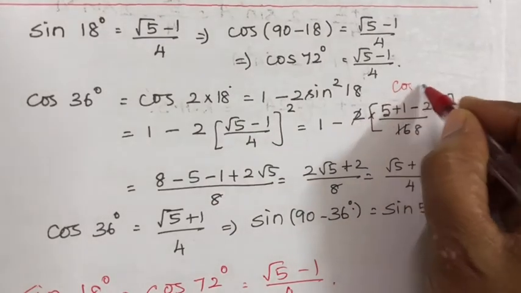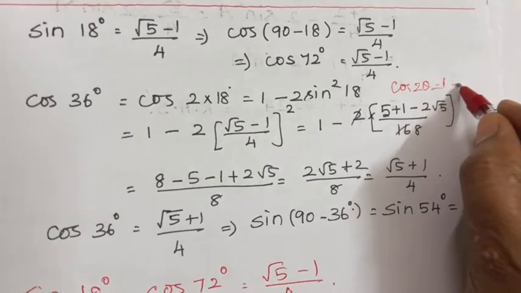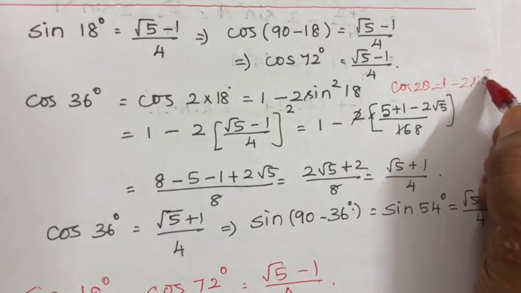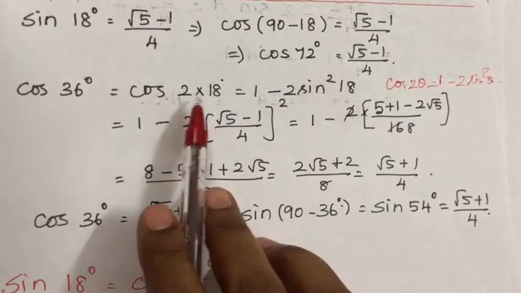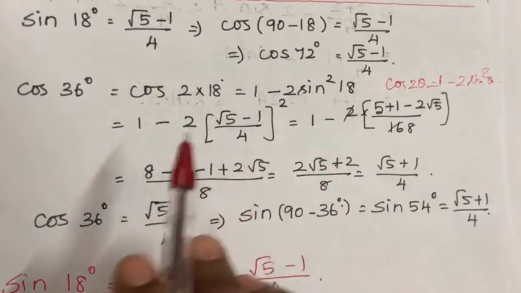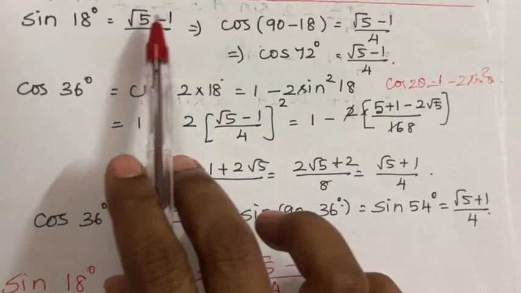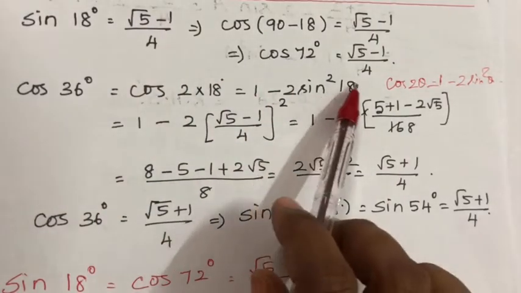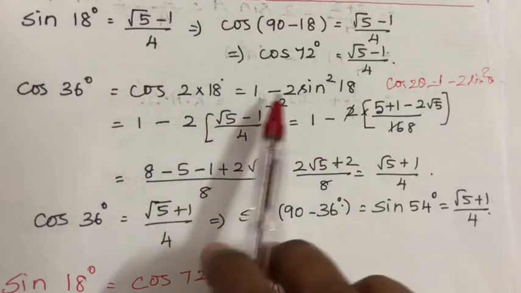That is, it's an identity. Cos 2 theta is equal to 1 minus 2 sin square theta. So, 1 minus 2 sin square 18. Okay, 18. So, 1 minus 2 into, what is our sin 18? Root 5 minus 1 by 4. So, sin square 18, that is root 5 minus 1 by 4 the whole square.